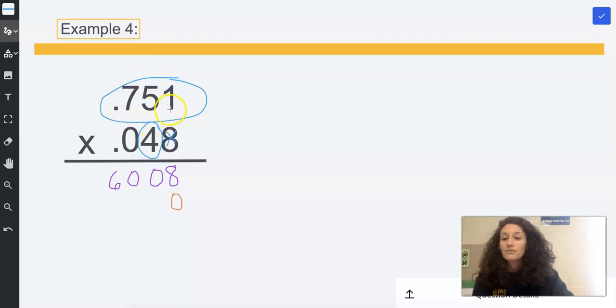the 4. So 1 times 4 gives me 4. 5 multiplied by 4 gives me 20, so I place a 0 here and carry the 2. 7 times 4 is 28, plus 2 gives me 30.